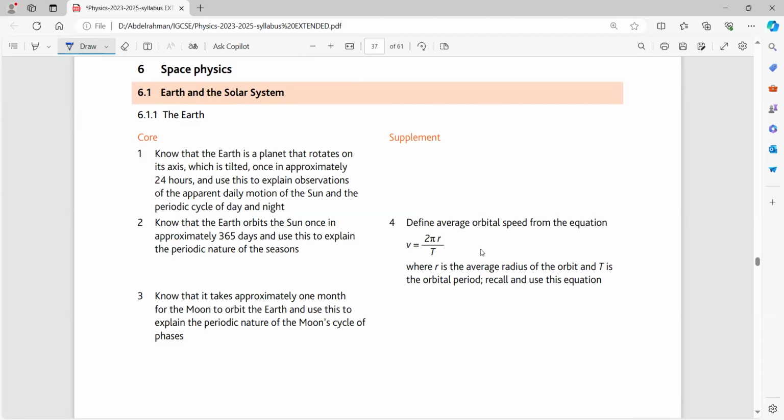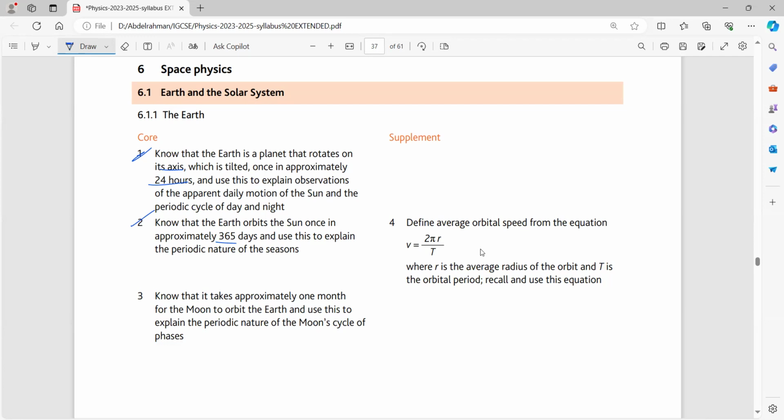The Earth rotates around its own axis in 24 hours. This gives us the apparent motion of the sun. The sun doesn't actually move. We see the sun rising from the east and setting in the west because the Earth rotates around its own axis. Know that the Earth orbits the sun in 365 days. This creates the seasons.